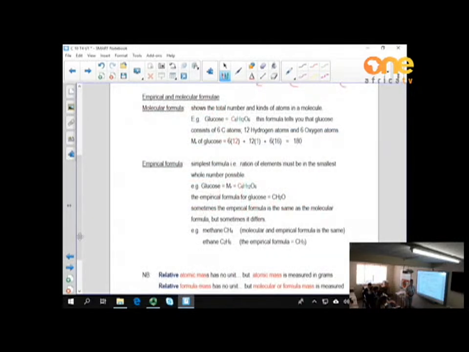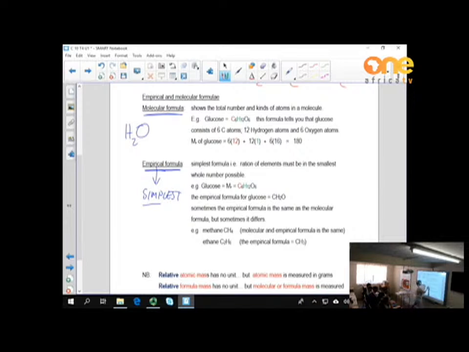Now, empirical formula and molecular formula, lots of new words. Molecular formula, we've been working with it. What is that? The formula for a molecule. For example, H2O is a molecular formula. It's the formula of a molecular substance. Now, we distinguish between something called a molecular formula and an empirical formula. Sometimes we refer to an empirical formula as the simplest formula.